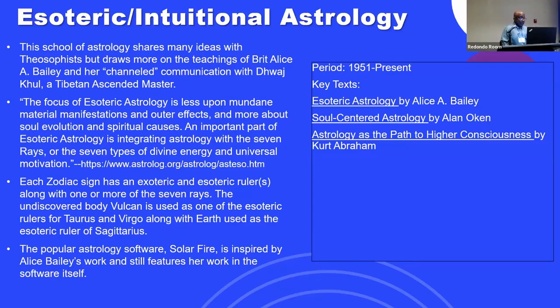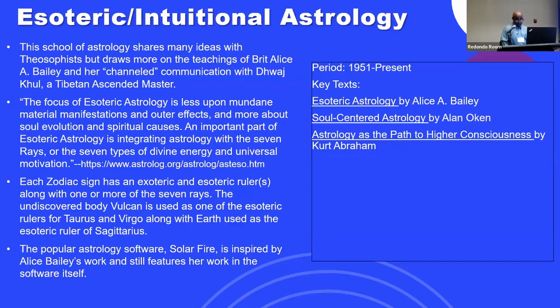So that's something to take note of, is that this is a shared reality between theosophical and intuitional or esoteric astrology. Each zodiac sign has an exoteric ruler, which is what we generally know, and an esoteric ruler along with one or more of 7 rays. So there are 7 rays that are identified by Djwhal Khul. The undiscovered body, for instance, Vulcan, is one of the esoteric rulers for Taurus, and Virgo, along with Earth, for instance, used as the esoteric ruler of Sagittarius. So it's a completely different tradition than many might know.